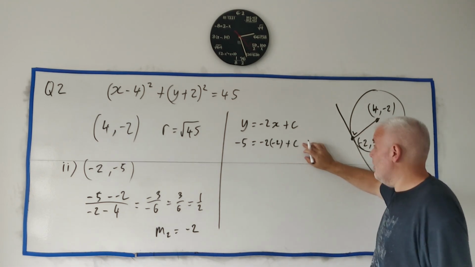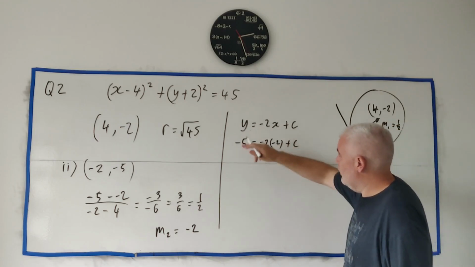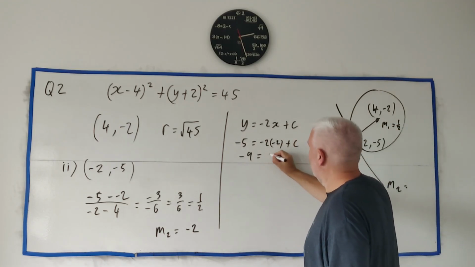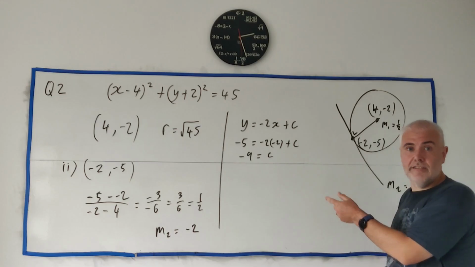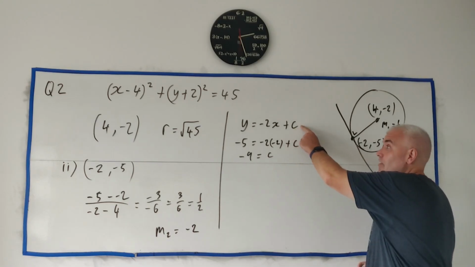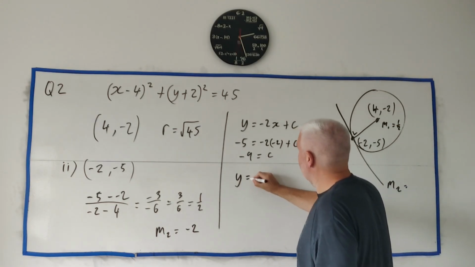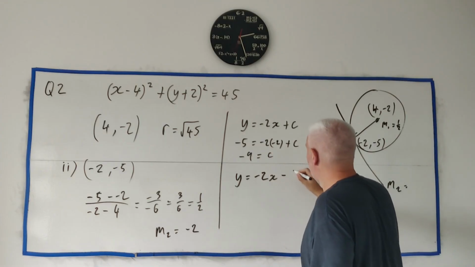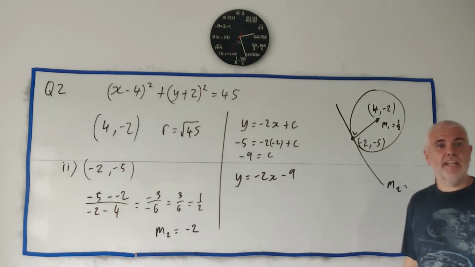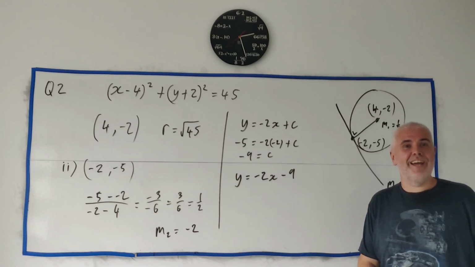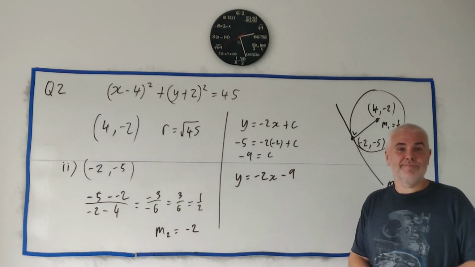Now I can find c. This is a 4, comes over to be a minus 9 equals c. I now know what c is. So let's go back to the start and that's our answer. The answer is y is equal to minus 2x minus 9. That's, I think, the answer to A part 2.